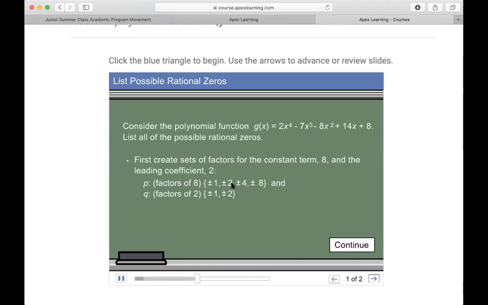And you're going to notice it's plus or minus, because if I have -1 and -8, that's going to multiply together to give me +8. And then we look at factors of Q. Or sorry, Q is factors of this first constant term, so factors of 2. So we've got 1 and we've got 2 there.